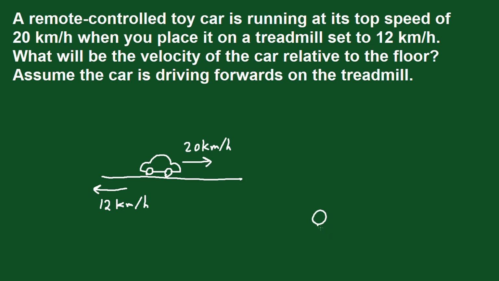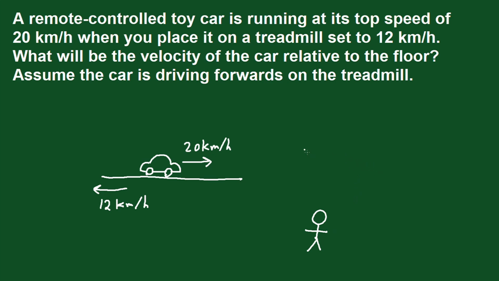So if I'm standing over here on the floor and I'm looking at the car, right? I'm looking at what's going on. How fast does the car appear to be moving? It doesn't appear to be moving 20 kilometers per hour because the surface that the car is on is moving in the opposite direction. So when I'm looking at it, it's only going to appear to be moving 8 kilometers per hour. How do I know that? Well, I know that because you can subtract these two values to figure out the car's speed relative to us. So how do we do this with vectors?